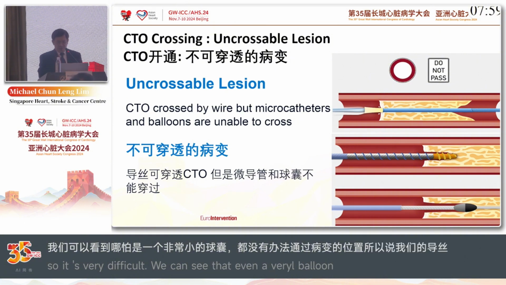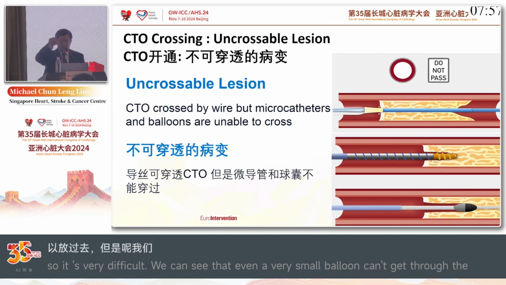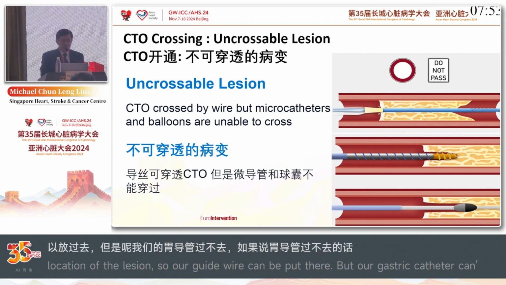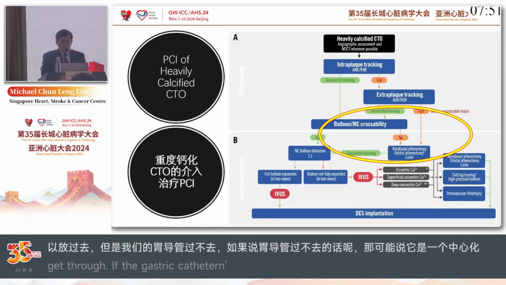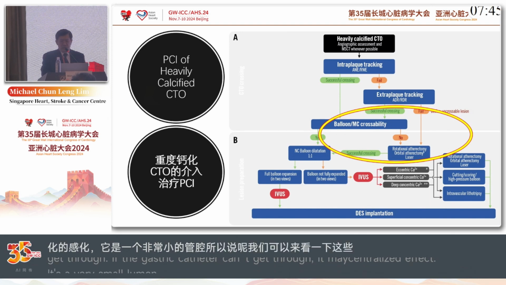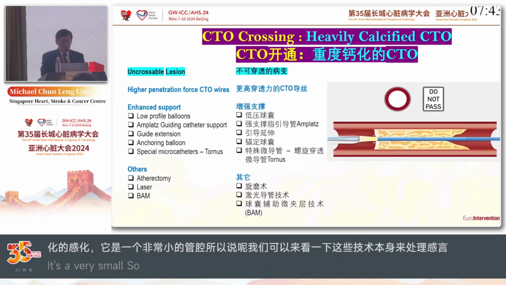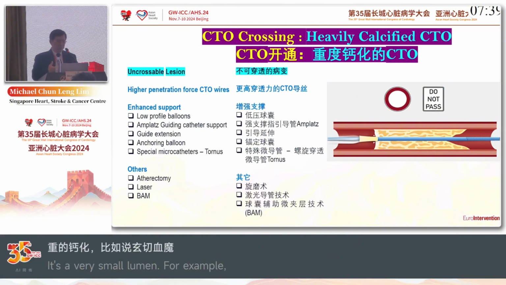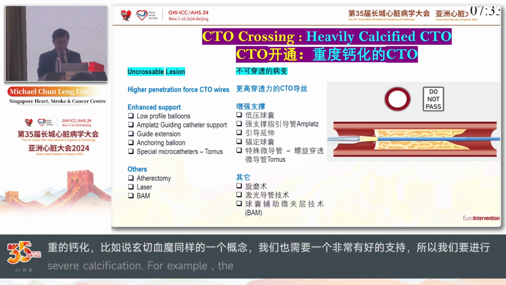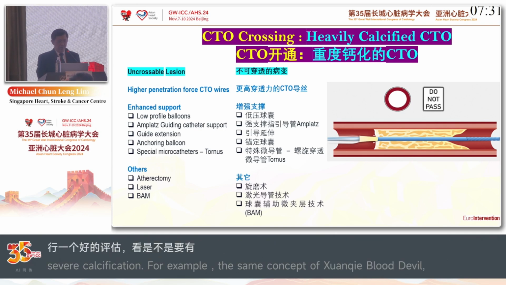If the microcatheter cannot be crossed, because you may have what we call a concentric calcification, with a very small lumen, of course, we have to look at techniques to deal with heavy calcium, so the atherectomy techniques. Same thing, sometimes you need a good support as well, so do the necessary in terms of whether you need an anchoring balloon, guide extension, or the M-Plus catheter support as well.